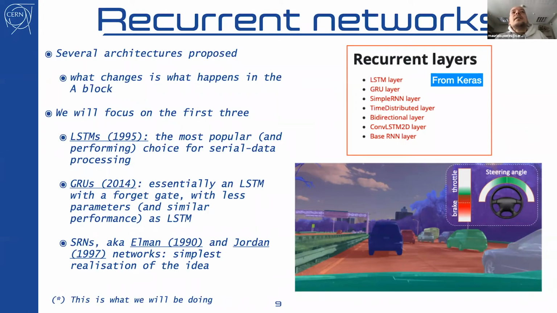Then in 1995, LSTMs came, and as of today, I would say they are the most popular and well-performing choice for serial data processing. Recently, GRUs came in, which add something special on top of LSTMs: not only do they have a mechanism to remember things, but also a mechanism to forget things. There is a gate that decides how much information from the memory cell should be removed. What is passed in the memory cell is a combination of what's kept from the previous iteration and what's learned from the iteration happening at that specific moment.